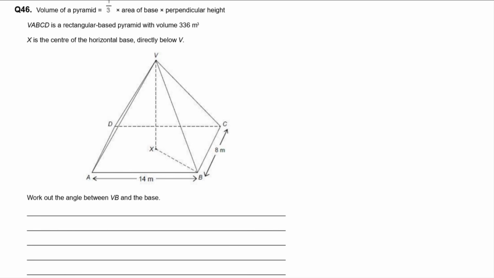Okay, so what do we need to do? Work out the angle between VB and the base. VB and the base. So we're looking for this angle here then, aren't we? This angle in this triangle BXV. Okay, now that angle there at X is a right angle. Now if we want to work out that angle, we're going to need to know at least two things inside this triangle that we don't currently know. Basically we're going to need two sides, aren't we? We're going to need to find two sides of this shape.